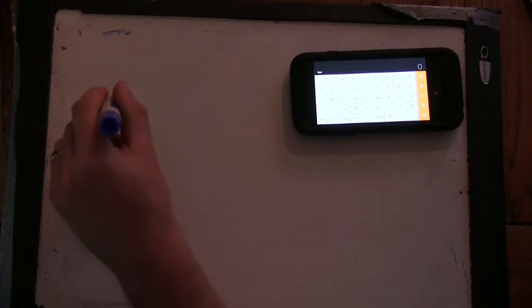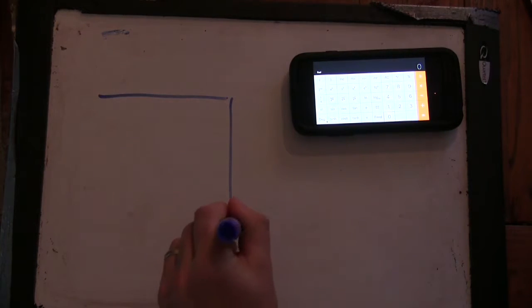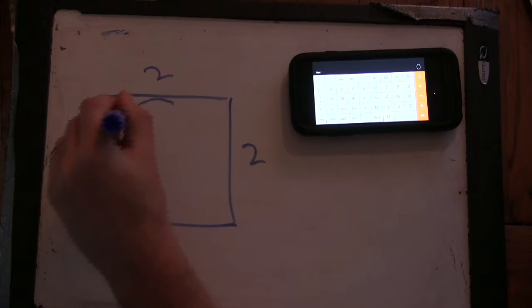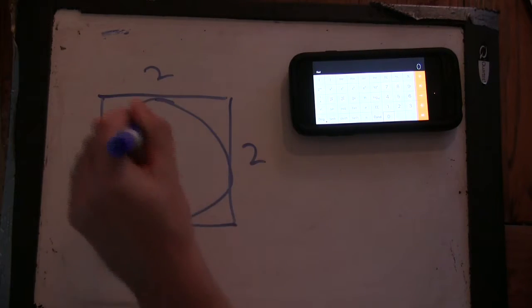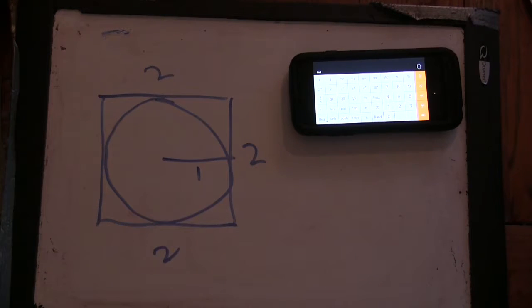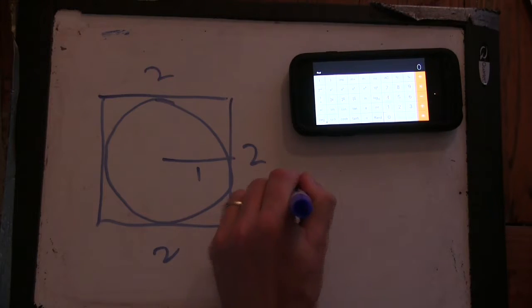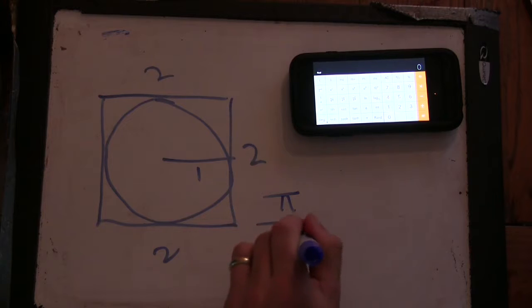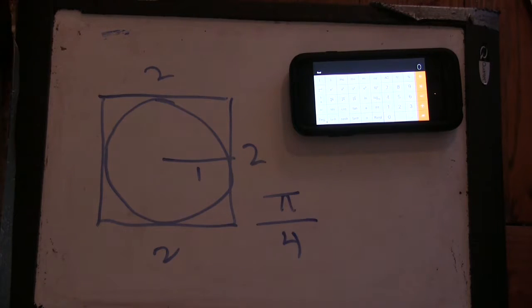Okay, so let's talk first about the circle inside the 2 by 2 square. So we said the circle has radius 1. So what is the area of this circle? The area is going to be pi. And what's the area of the square? 4. So the circle takes up pi divided by 4.